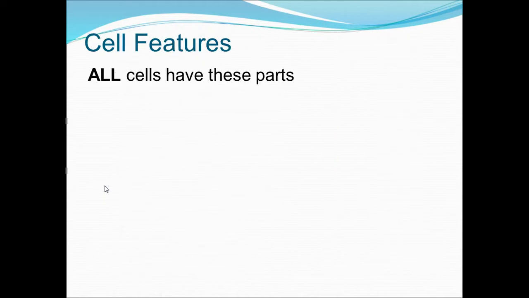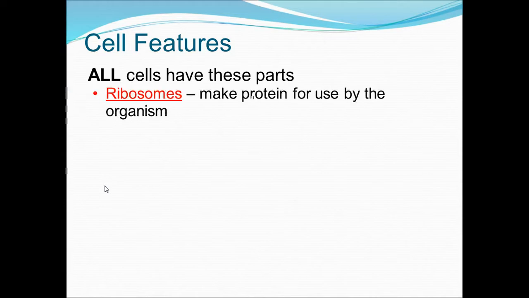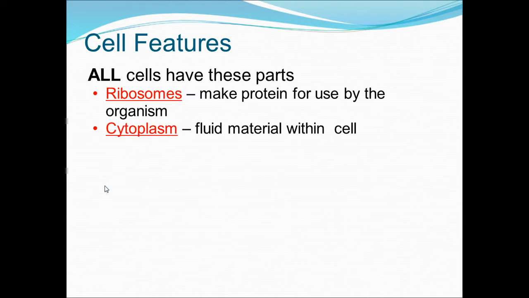Things that all cells share, features or organelles that all cells have, are ribosomes. Ribosomes are the protein factories that make the protein used by the organism. Remember that every living thing basically runs on the proteins that their body makes. All cells have cytoplasm, which is this fluid material within the cell. It acts as a protective area. It also makes sure that the environment is correct and in the correct pH balance for the chemical reactions that have to happen inside the cell.